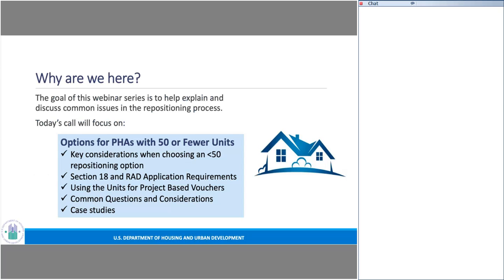We're going to talk about a couple case studies, and we're also going to go through some very high-level considerations if you're thinking about project-basing your vouchers, if you decide to go the Section 18 route. And also, we're opening it up for questions. As Kayla mentioned, happy to take questions during the middle of the presentation or at the end.